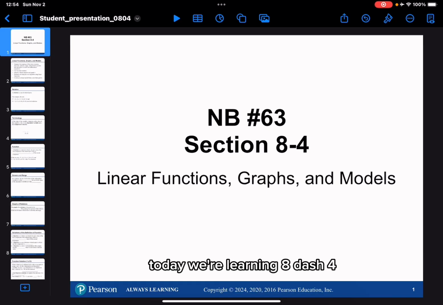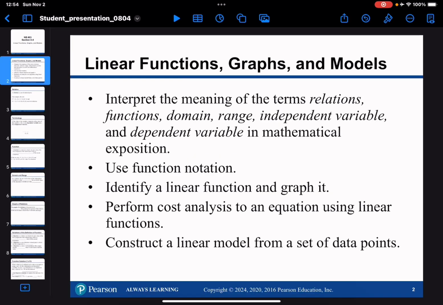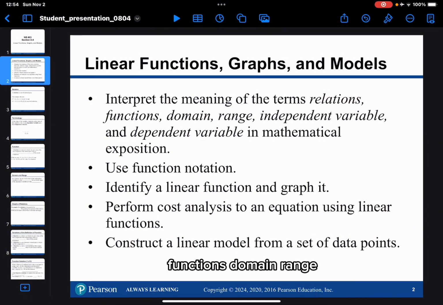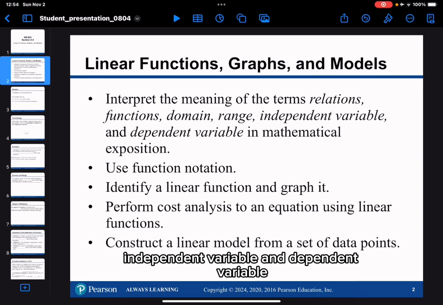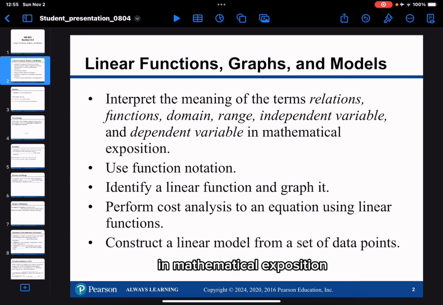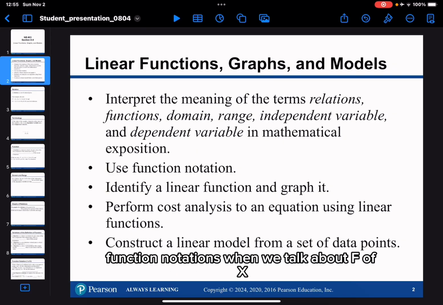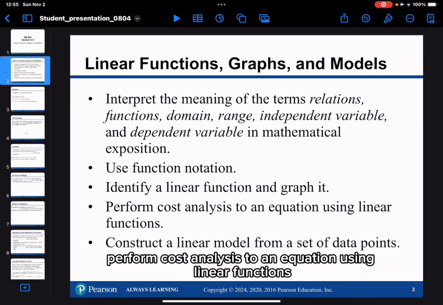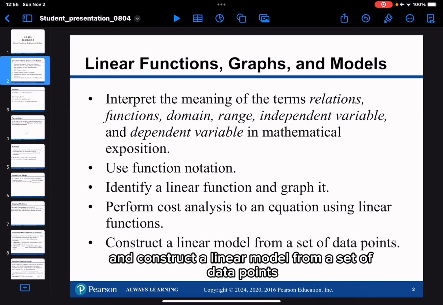Today we're learning 8-4, linear functions, graphs, and models. We want to interpret the meaning of the terms relations, functions, domain, range, independent variable, and dependent variable in mathematical exposition. Want to use function notation, when we talk about f of x. Want to identify a linear function and graph it. Perform cost analysis to an equation using linear functions, and construct a linear model from a set of data points.